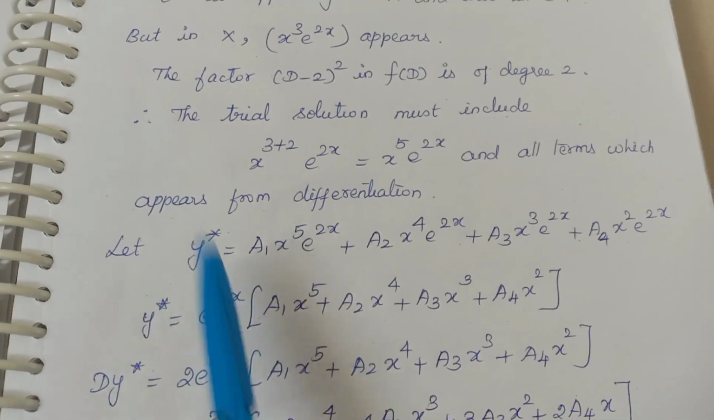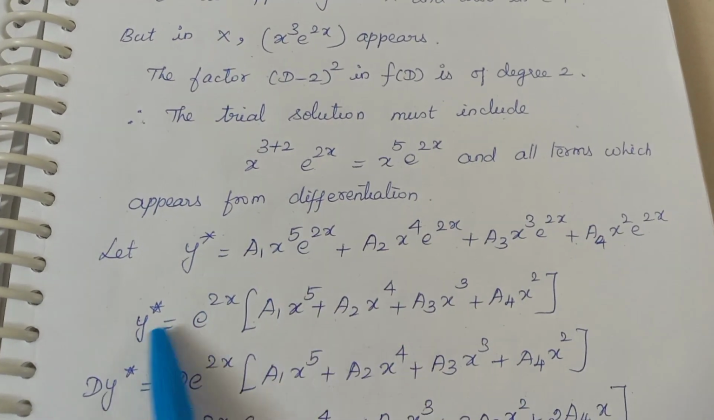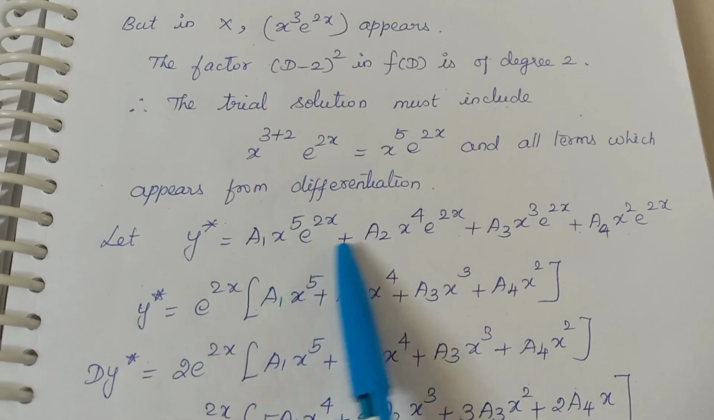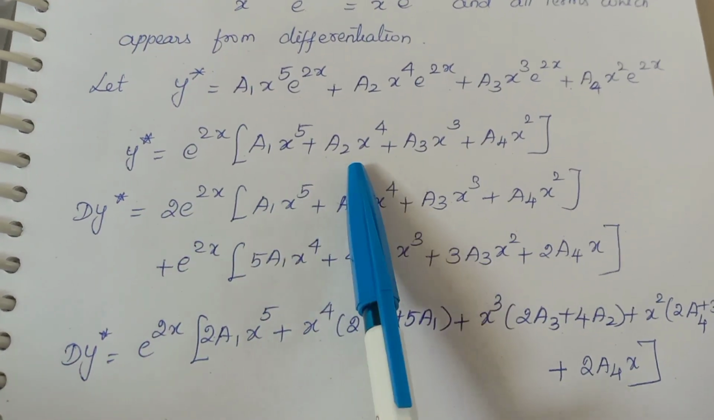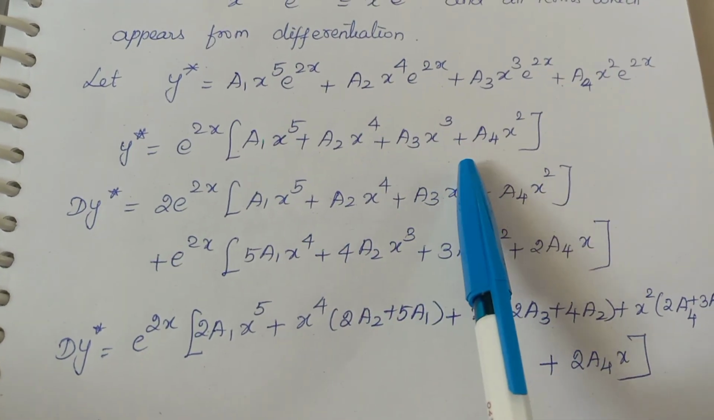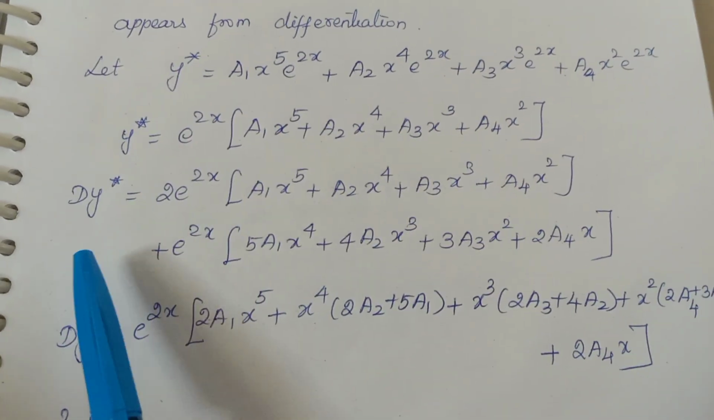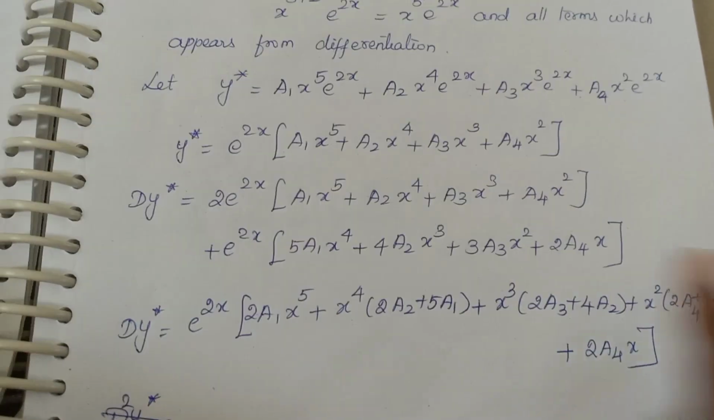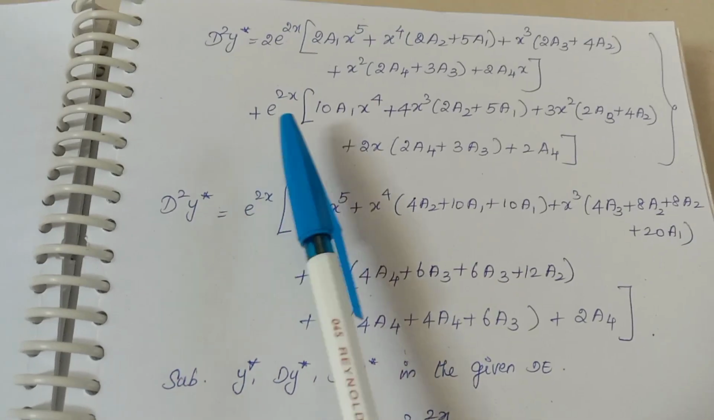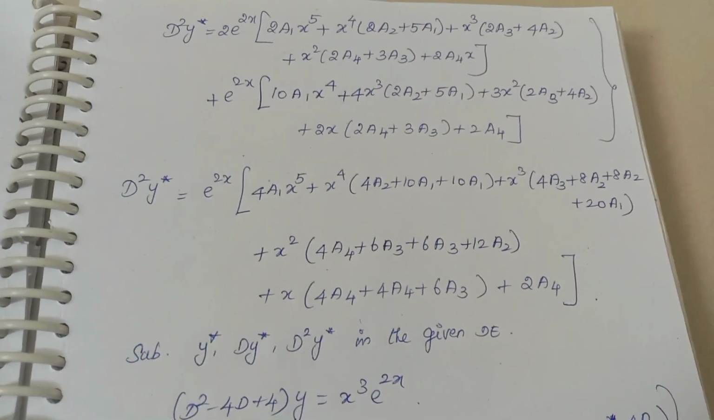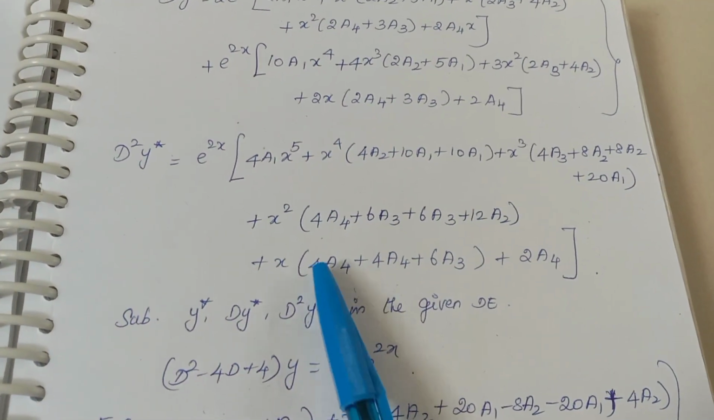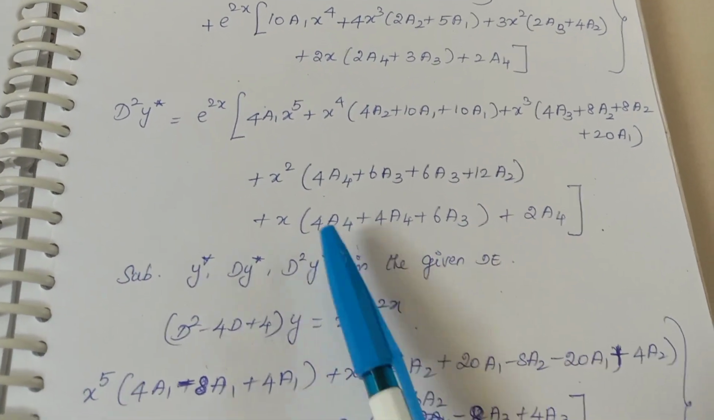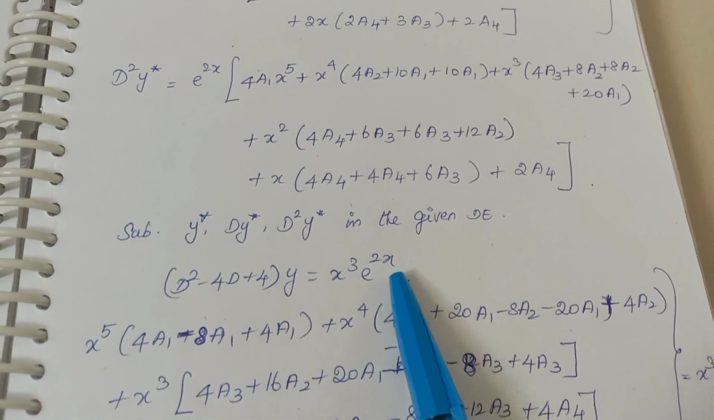This is my y star, trial solution. So for my simplicity, I am just taking this e power 2x outside. So e power 2x into a1 x power 5 plus a2 x power 4 plus a3 x cube plus a4 x square. Find first derivative and second derivative and substitute. Okay, find the first and second derivatives. I am skipping the parts. They are too lengthy, so I am skipping them here. Find the values and substitute it in the given equation.